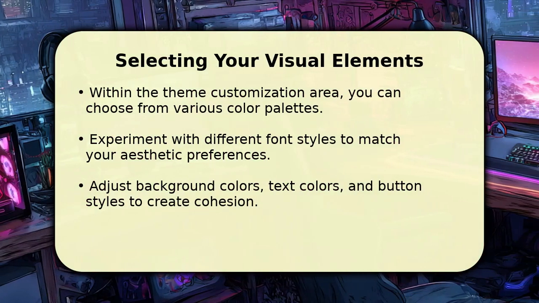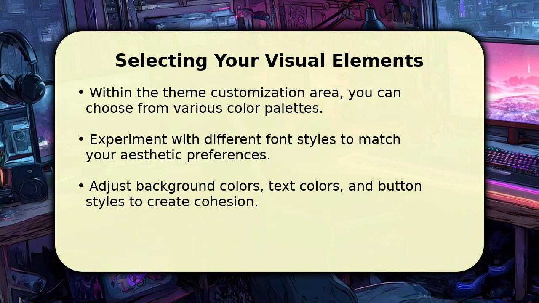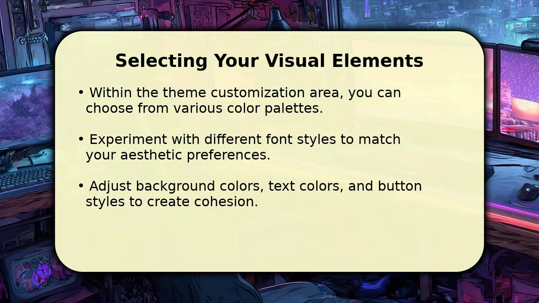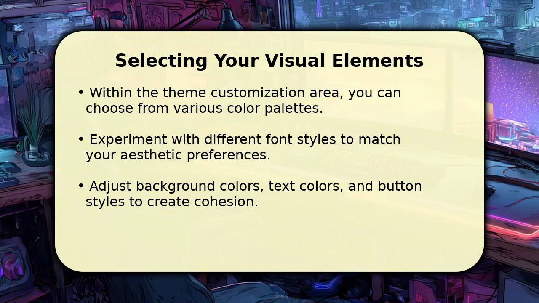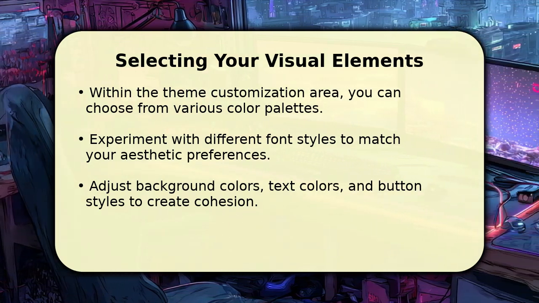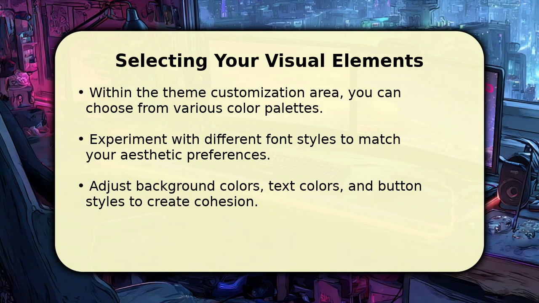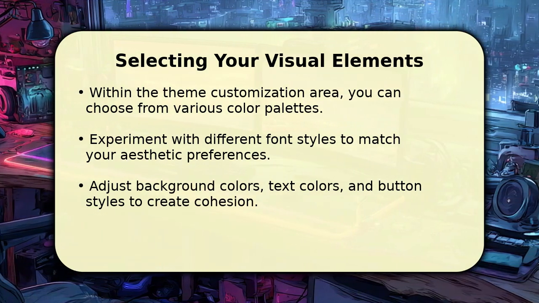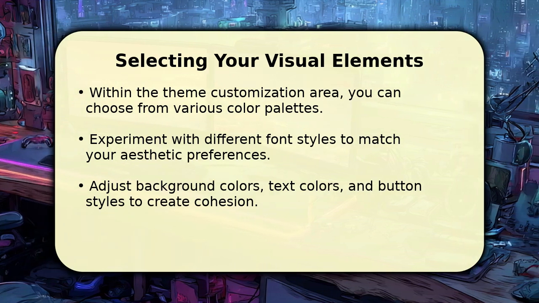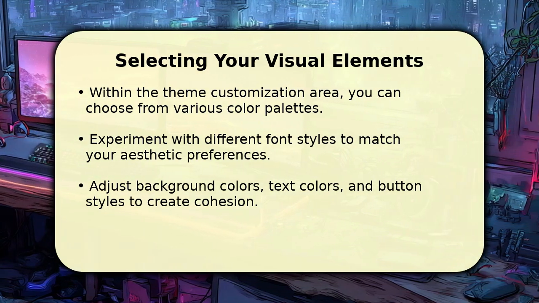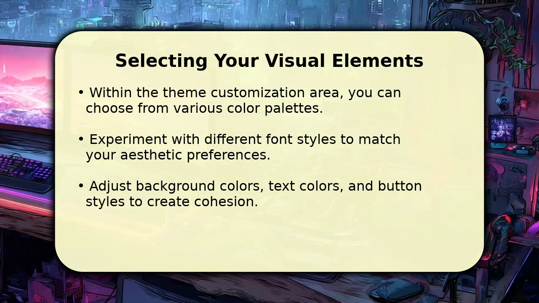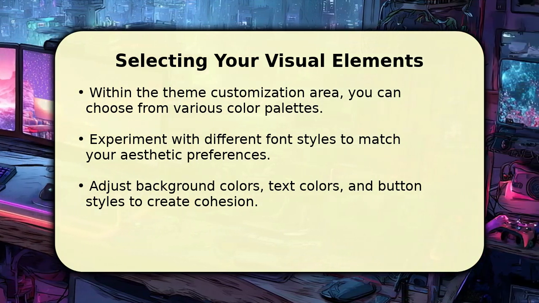Once in the theme customization area, you will encounter several options for visual elements. You can select from a curated list of color palettes or fine-tune individual colors for various interface components, such as background, text, and buttons. Additionally, explore different font styles to find one that best suits your personal aesthetic. Take your time to experiment with these choices to perfectly match your vision.